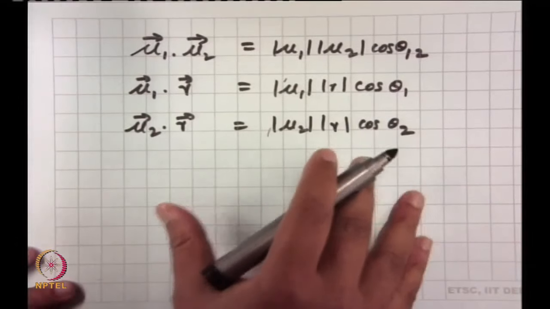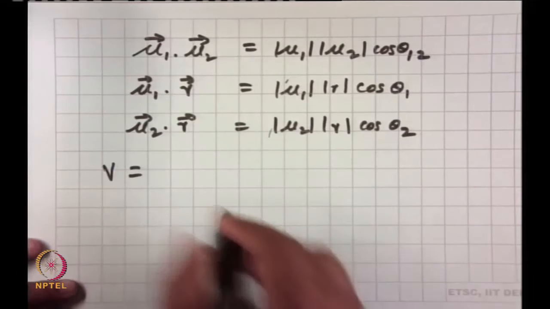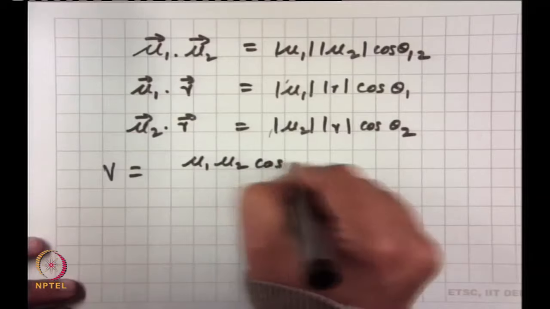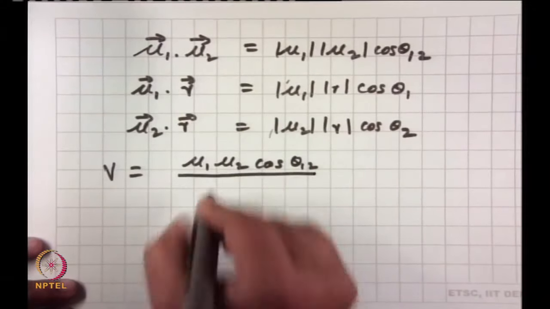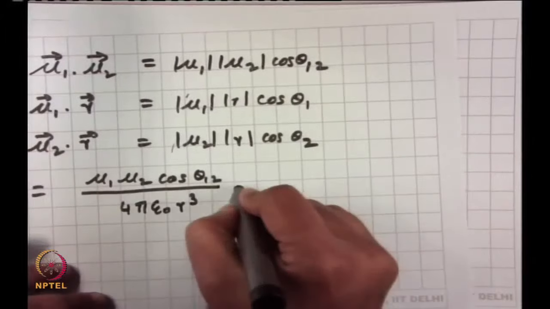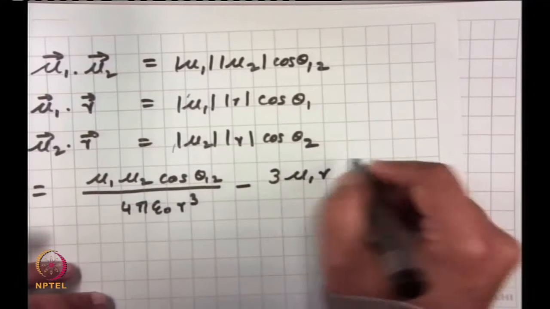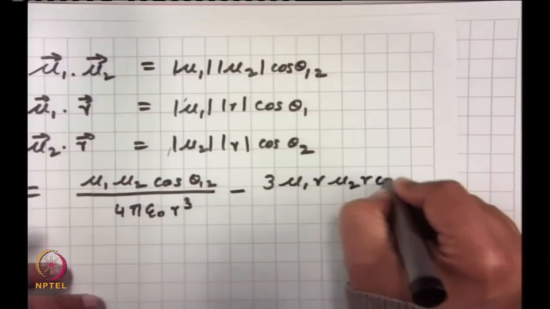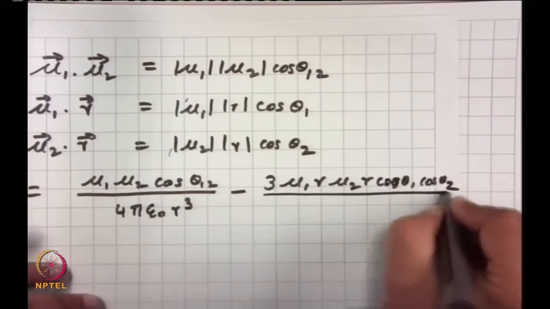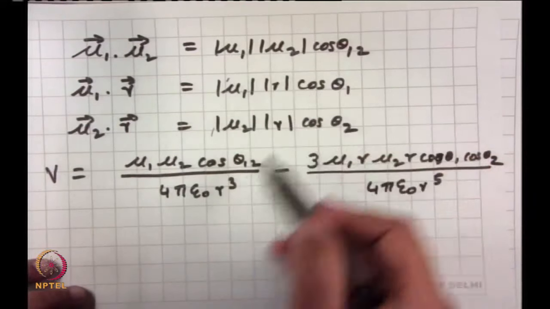See, if I am putting this back into my original expression, then I have V is equal to, you can write mu 1 mu 2 cosine of theta 1 2 over 4 pi epsilon 0 r cubed, and the next term then becomes 3 mu 1 r mu 2 r cosine of theta 1 cosine of theta 2 over 4 pi epsilon 0 r to the power 5. So again I have just plugged in these dot products, right.